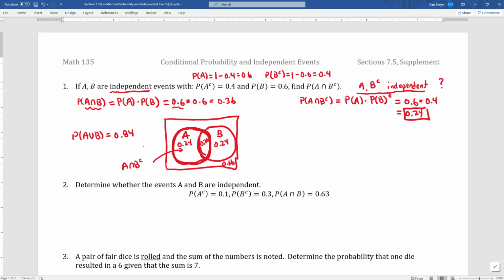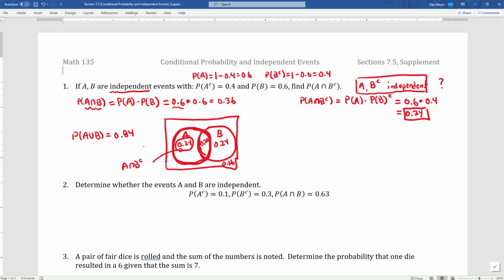Now, when we're looking for A intersect B complement, that's this region right here. So we can use the Venn diagram to see that the probability of A intersect B complement is 0.24. And actually, that's how we verify that A and B complement are also independent.